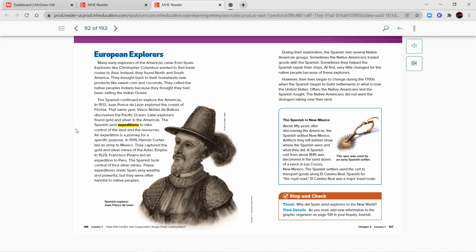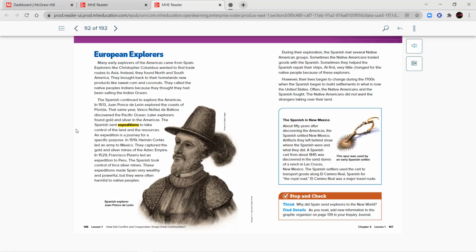During the exploration, the Spanish met several Native American groups. Sometimes the Native Americans traded goods with the Spanish. Sometimes they helped the Spanish repair their ships. At first, very little changed for the native people because of these explorers. However, their lives began to change during the 1700s when the Spanish began building settlements in what is now the United States.